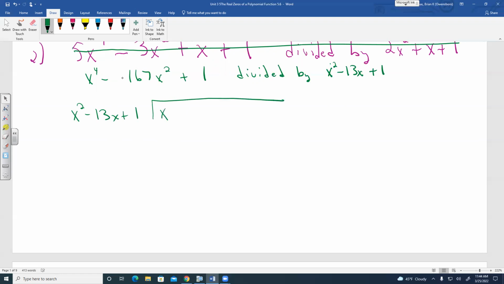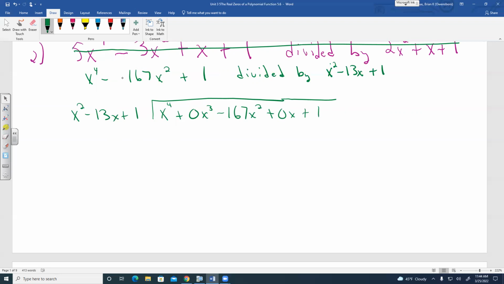Now, when I write my polynomial inside here, it's a good idea to make the exponents go down. X to the 4th. Since there's not an x to the 3rd term, I can use a placeholder of 0x to the 3rd, because 0 makes it go away. So it's not really there, but it holds a place. We do have a minus 167x squared. We do not have our x term. Our linear term is missing, so I'm again going to use a little placeholder of 0x. And our constant is this plus 1. So it goes out a little bit further this time.